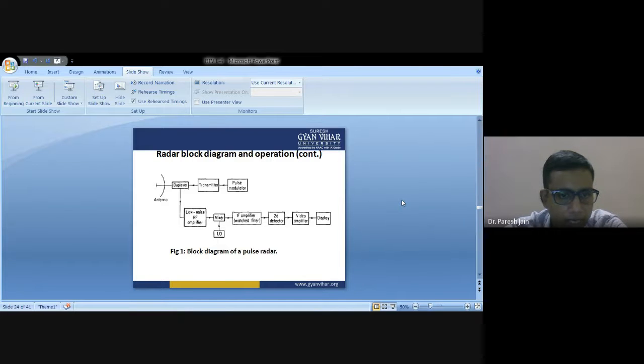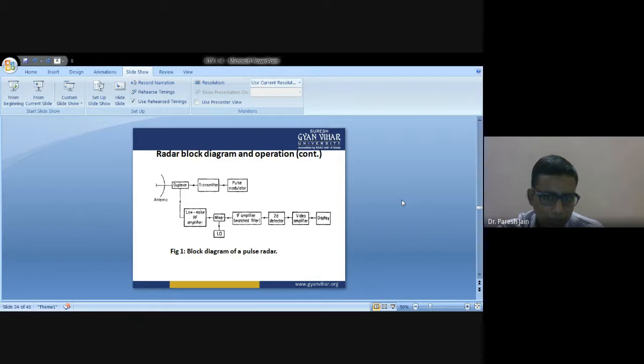In the next, we have an antenna, transceiver antenna. One antenna is used to transmit and receive the echo signal by the same antenna, and this signal is fed into the duplexer section, and duplexer section will allow the signal to pass in the receiver section. In the receiver section, we have low noise RF amplifier. It is a radio frequency amplifier which suppresses the noise in the echo signal.